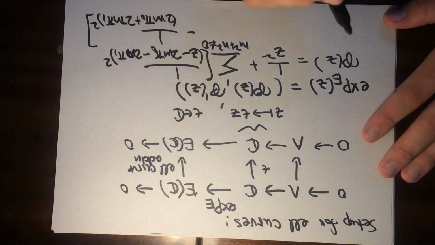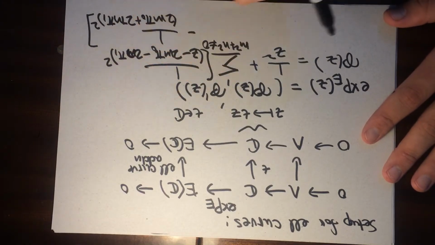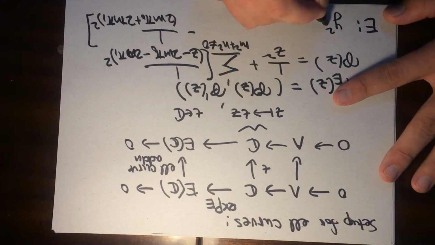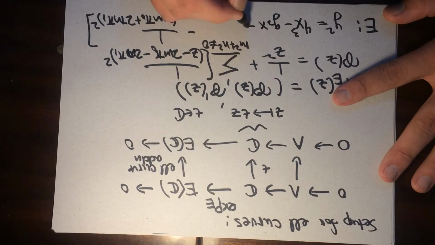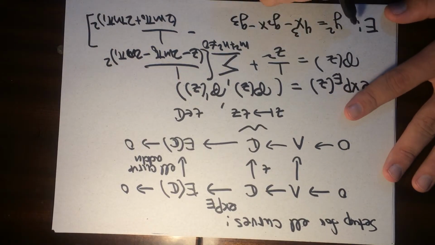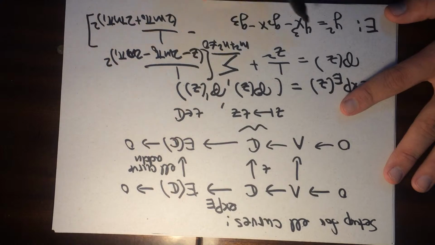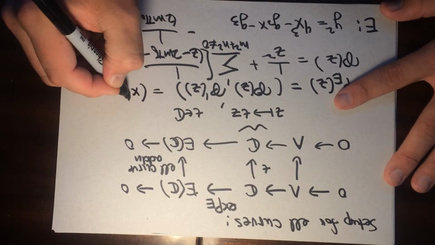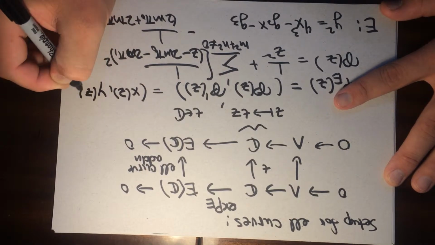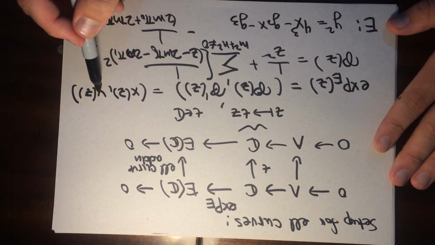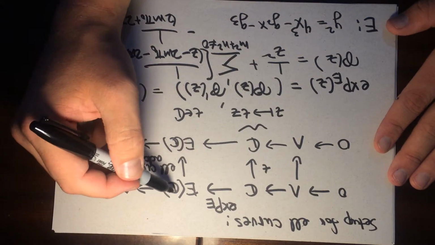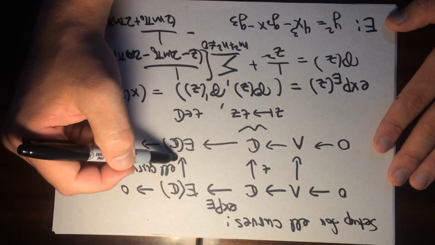So this elliptic curve, E, is going to be defined by some Weierstrass equation: y squared is equal to 4x cubed minus g2 x minus g3. So this is the actual equation here. And this is x of z and this is y of z. So we have these two functions, and they satisfy this equation. And once we do this, we're going to get the elliptic curve multiplication.